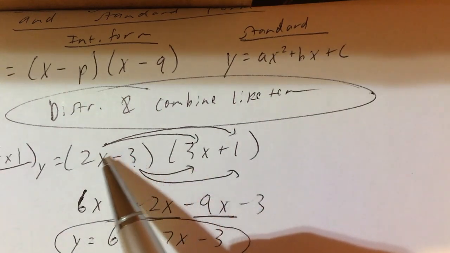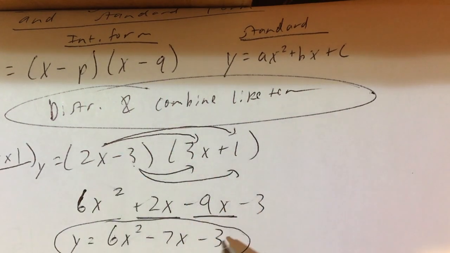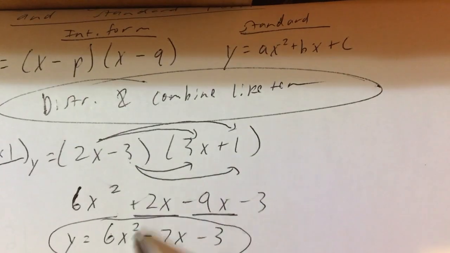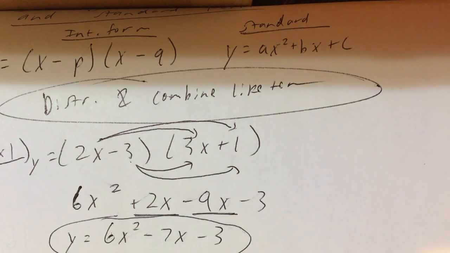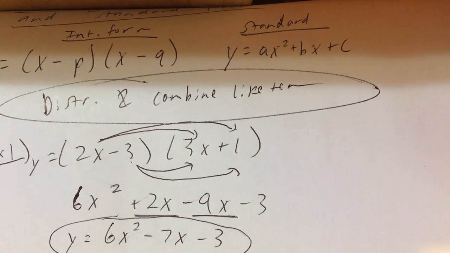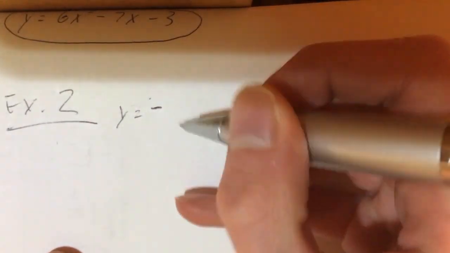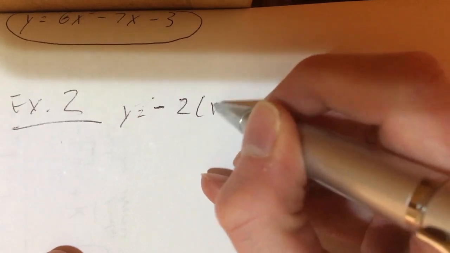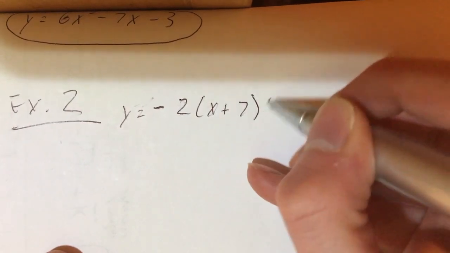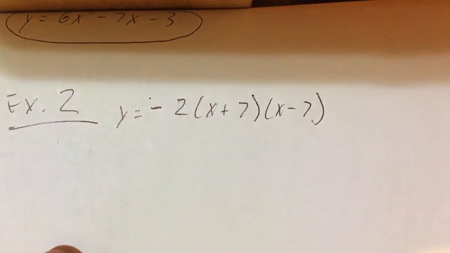So now using this, you can pretty much take anything that's already factored, get standard form, and do anything with it. You could find your vertex, you could find your axis of symmetry, you could do anything with it. I'm just showing you how to convert from intercept to standard. Let's do another one, okay? Let's do one that's a little bit more involved. Not too much more involved, just a little bit, okay? Example two. Alright, I don't know, let's do something like y equals negative 2 times (x plus 7) times (x minus 7), alright?